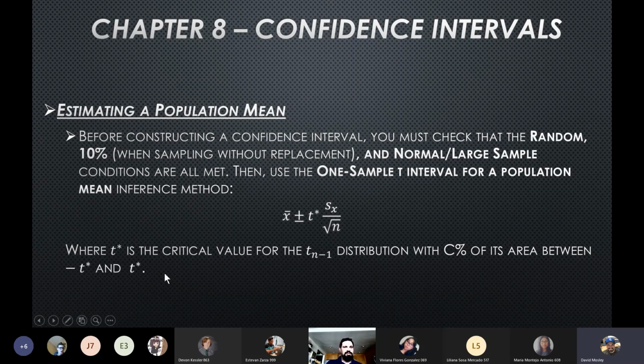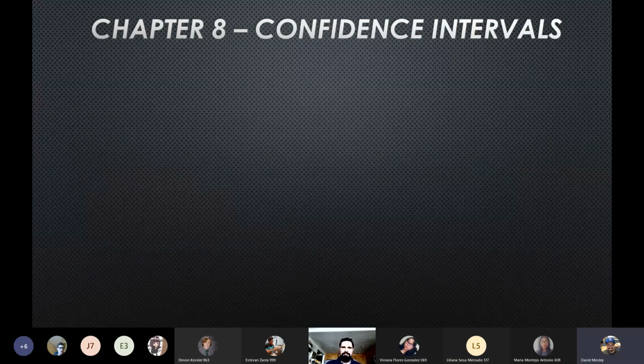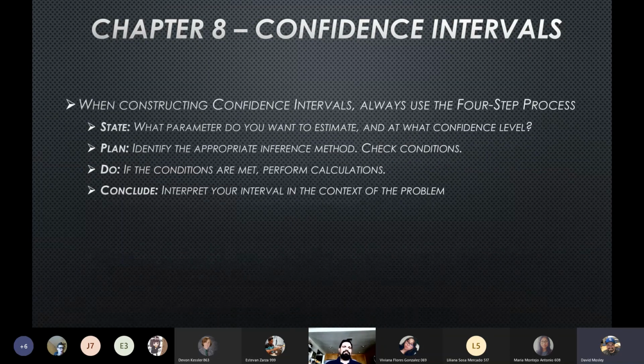Here t star is the critical value for the t sub n minus 1 distribution. That is our degrees of freedom, one less than whatever the sample size was, on table B, with C% of its area between negative t star and t star. And again, you find this t star value based on the degrees of freedom using table B. Again, please use your 4-step process.